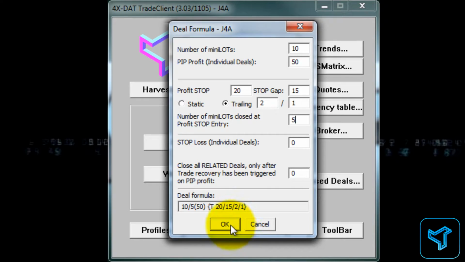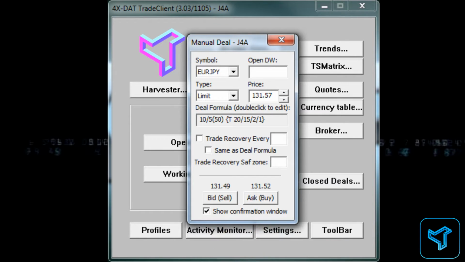Once we click OK, the deal formula window will close, and we'll notice that the shorthand describing our deal formula can be found in the window in the center of the Manual Deals module. We now have the option of telling the platform where to open our dollar cost averaged recovery trades if we decide to use this option.